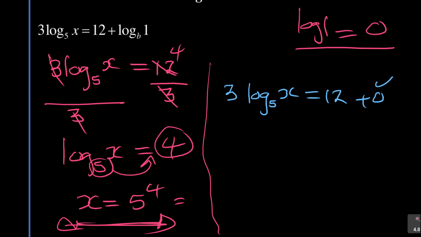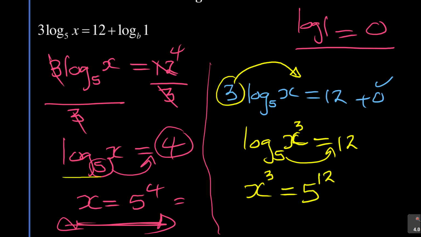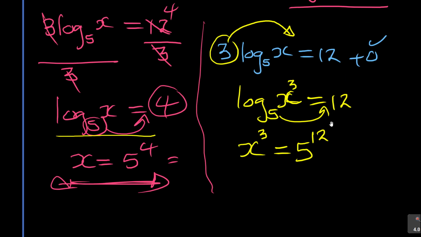Now, another thing you can do: take this 3. Remember, this 3 can go back here as an exponent. So it will be log base 5 of x to the power of 3 is equal to 12. And then from here, you follow the same rule. This 5 here, it will be x to the power of 3 is equal to 5 to the power of 12. I'm using the same rule here. In as much as it looks like very big numbers, it's not a problem.